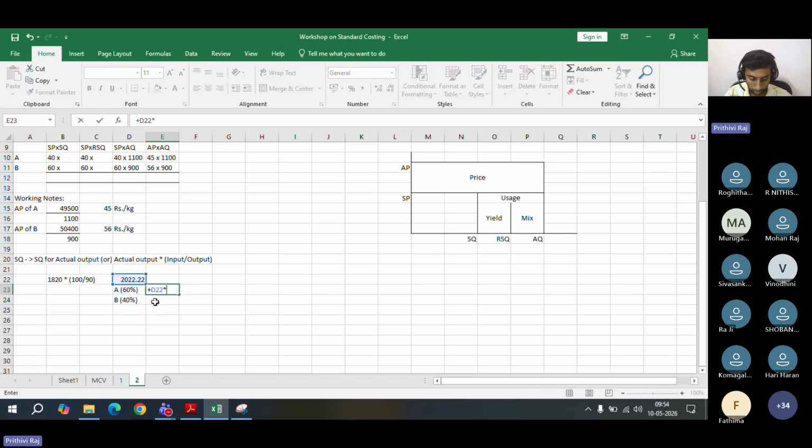So this into 60% and this into 40%. Two decimals. Make sure the sum comes to 2022.22. So I just put the values 1213.33 and 808.89.